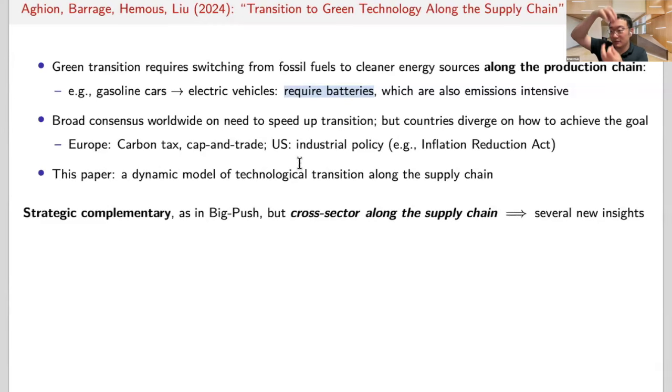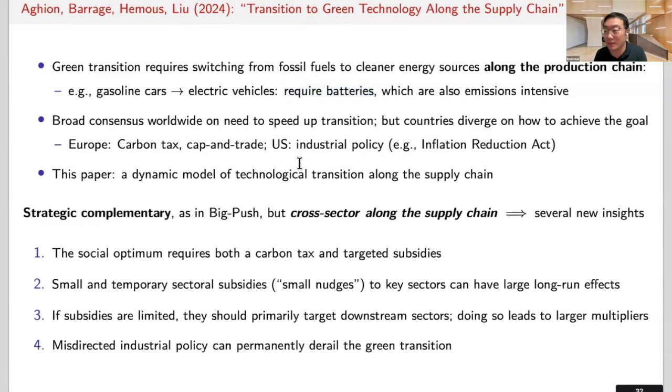The directional nature of these two different forms of externalities along the supply chain generates several new insights highlighted by this paper. First, implementing the social optimal requires both a carbon tax and targeted subsidies. So a uniform carbon tax or just cap and trade doesn't work. Second, as opposed to big push theory, which says the government needs to use industrial policy to intervene in many sectors simultaneously, maybe for a sustained period of time, in order to have any long-run effect, that's no longer true in this setting. Small and temporary subsidies, what we call small nudges to key sectors, can generate long-run impact.